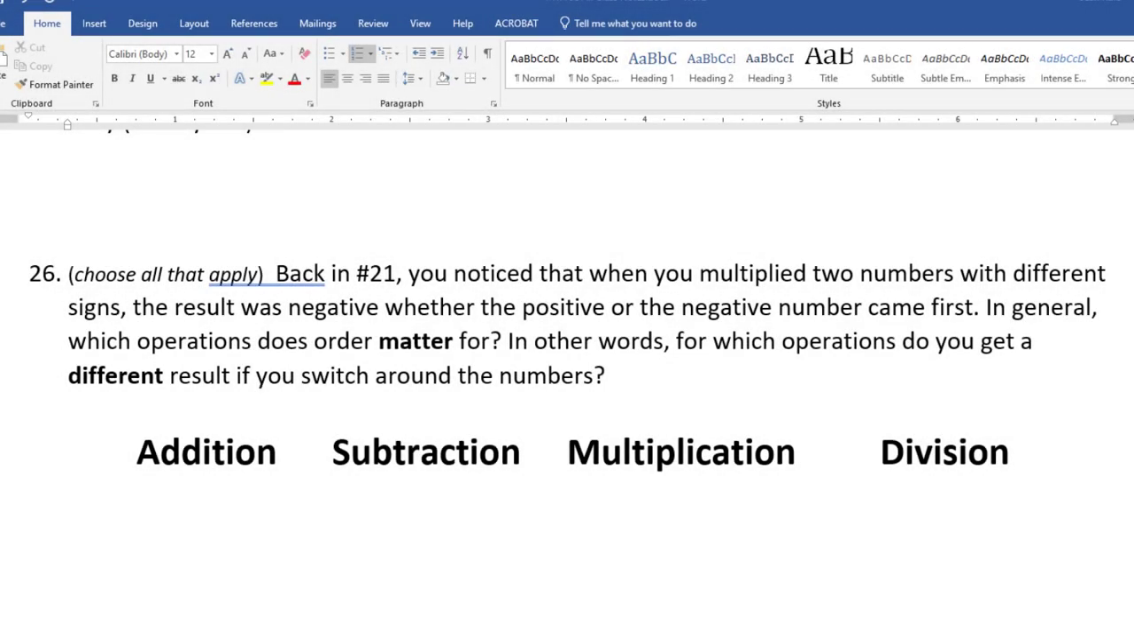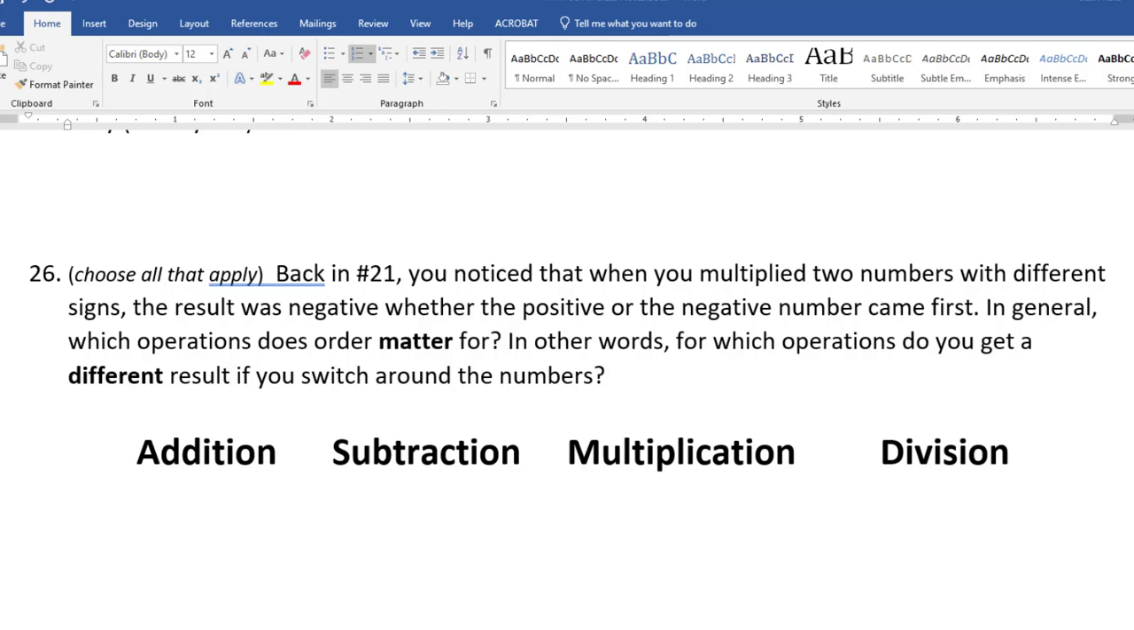Okay, one more to do here. Back in 21, we noticed when we multiplied two numbers with different signs, the result was negative, whether the positive or negative number came first. That's true, because you can always think of multiplication either left times right or right times left. That's actually got a name, which you don't have to know, but it's a fun name. It's called commutative or commutativity in mathematics. You can multiply in any order. 2 times 3 is the same as 3 times 2. And that also goes for negative numbers. It's one of the nicer things. So order does not matter for multiplication, so long as you're only doing multiplication.